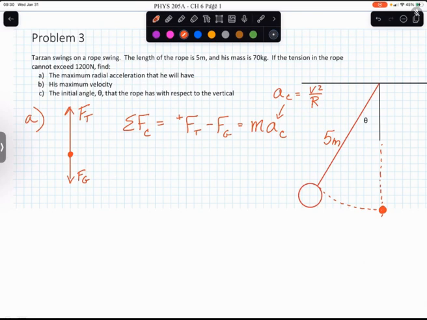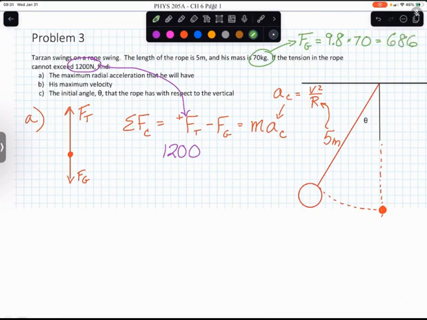And then this r is my 5 meters, because that's how long the string is. And so then I'm going to go, okay, well, my maximum tension is what they told me here. It cannot be more than 1,200. So that's going to go here for my tension. So that'll be 1,200. They told me my mass was 70. So that means my gravitational force is going to be 9.8 times 70. So we get 686. So it'll be minus 686.